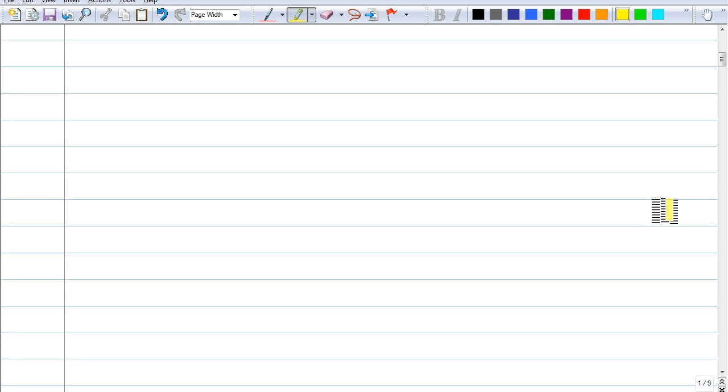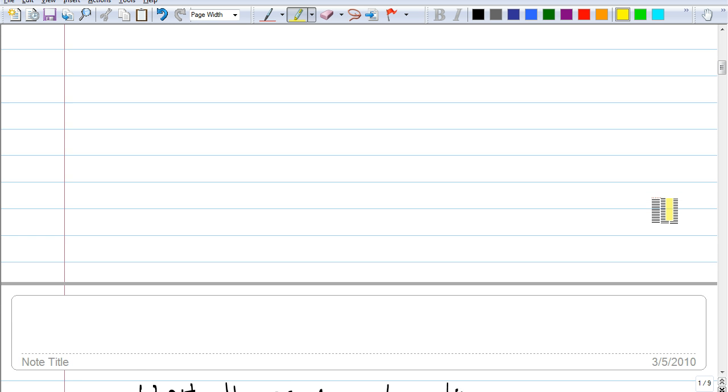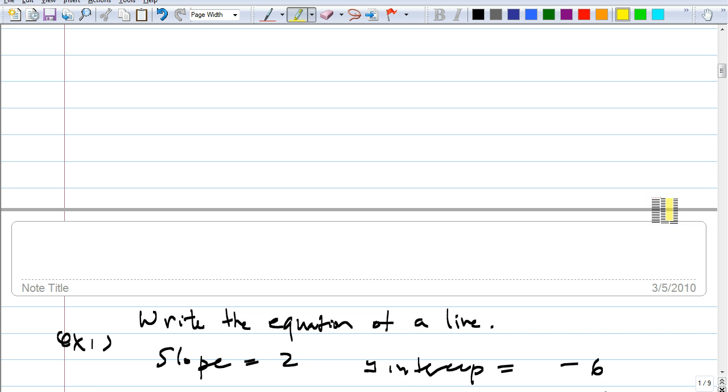Okay, so here's Example 1. It says write an equation of a line if the slope is 2 and the y-intercept is equal to -6. So this is one of the easiest problems you would ever do. Why is this one of the easiest ones? Anybody see why this is easy?